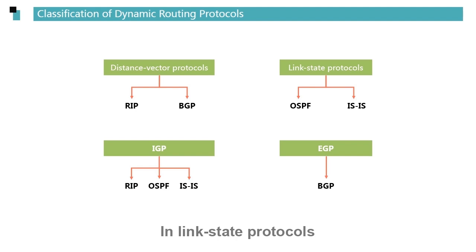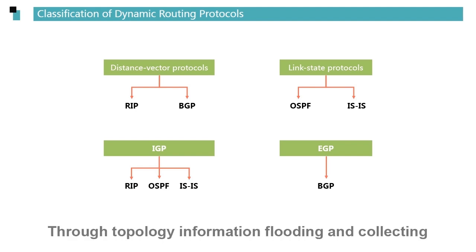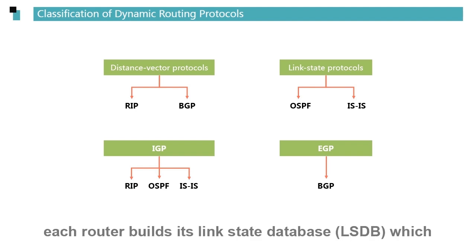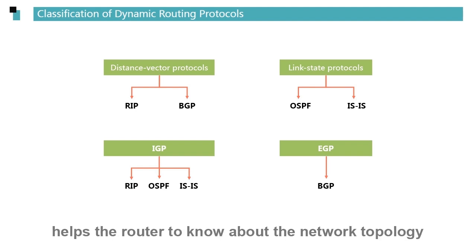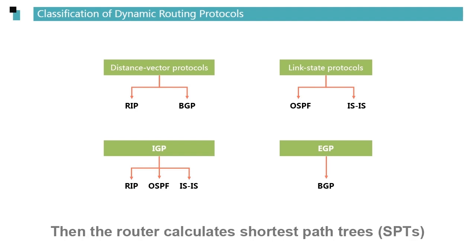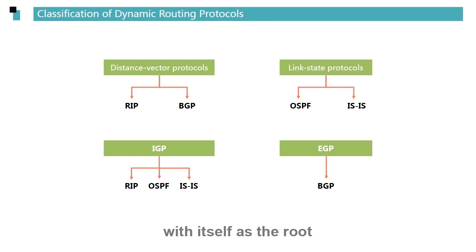In link state protocols, what routers exchange are not routes, but topology information. Through topology information flooding and collecting, each router builds its link state database, LSDB, which helps the router to know about the network topology. Then the router calculates shortest path trees, SPTs, with itself as the root.